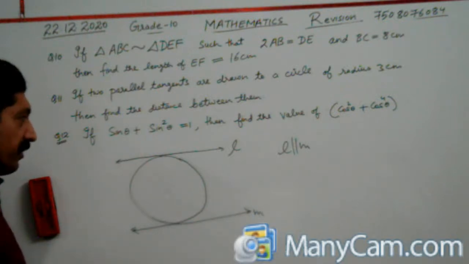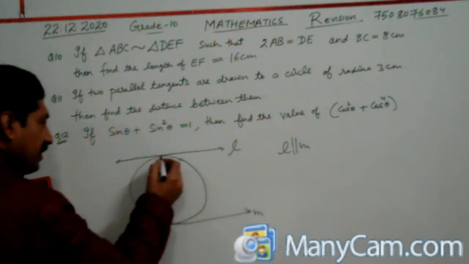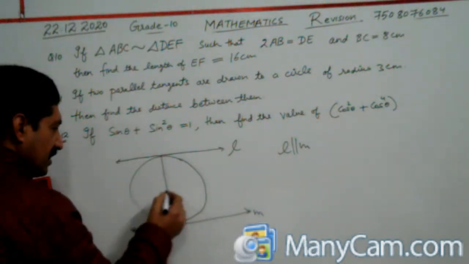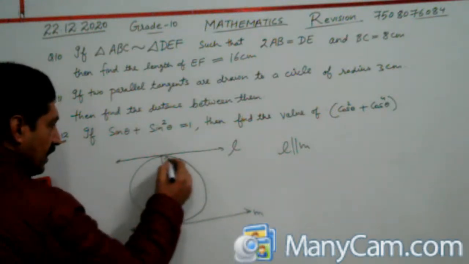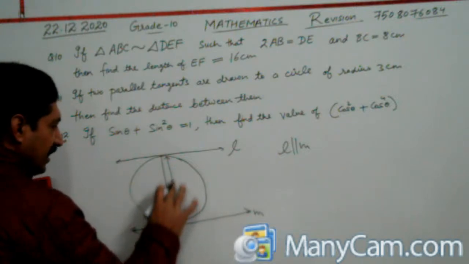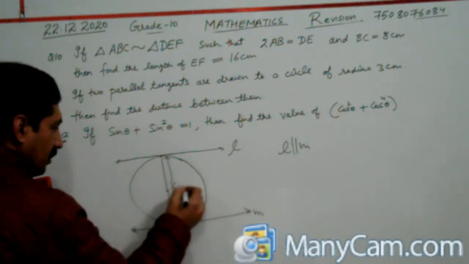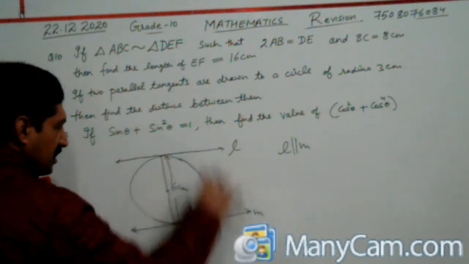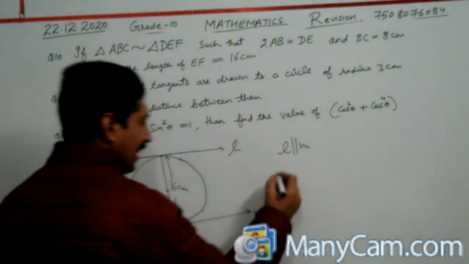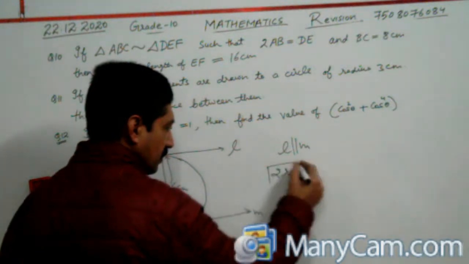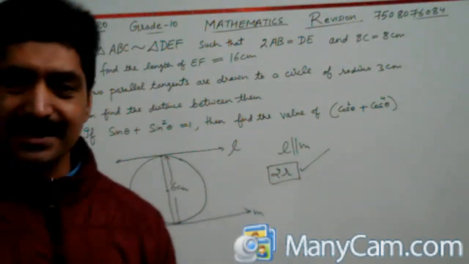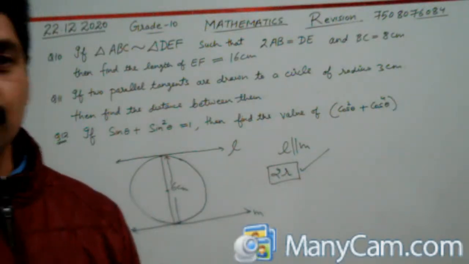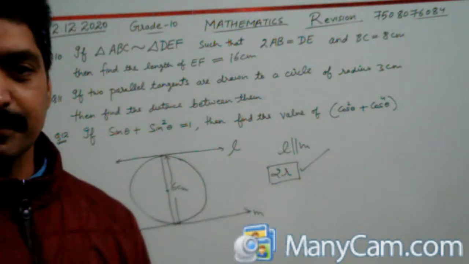So the distance between them is 2r. One is the radius 3, and this another is also the radius 3. So 3 plus 3 is 6 centimeter, or 2r. The distance between two parallel tangents is always twice the radius. So it is 6 centimeter.